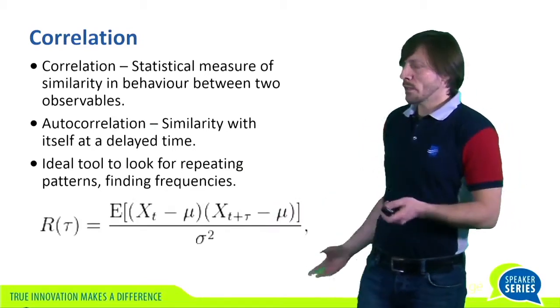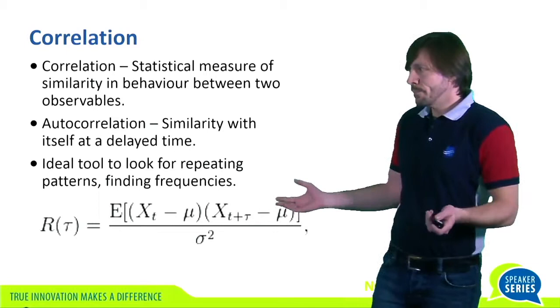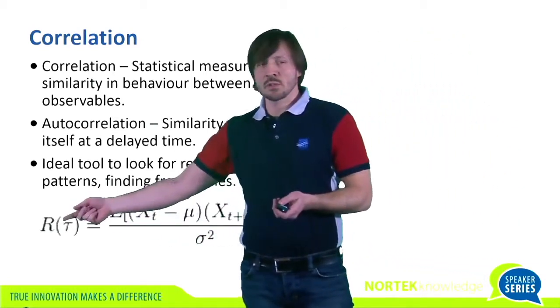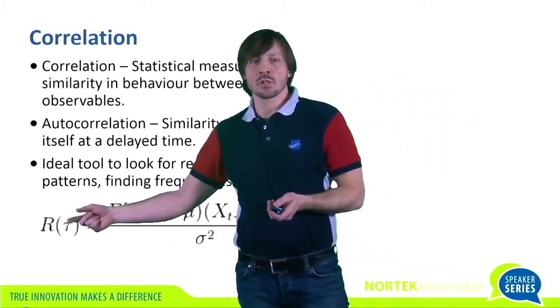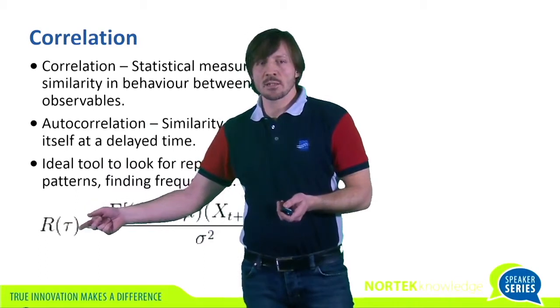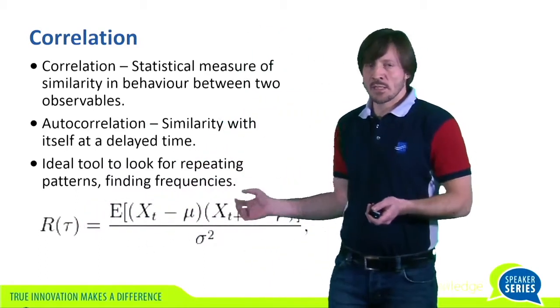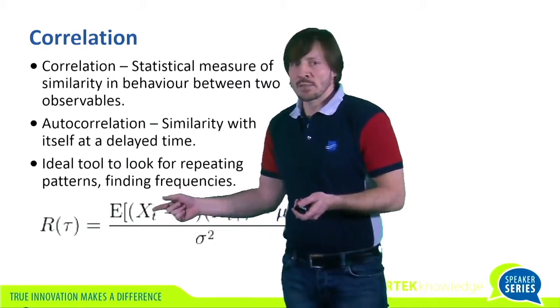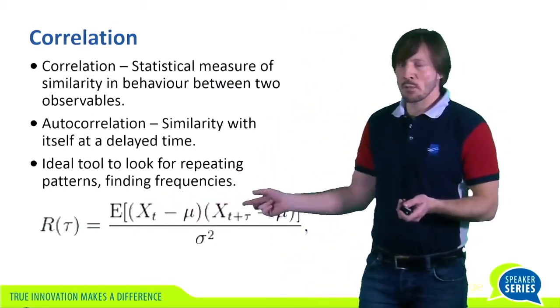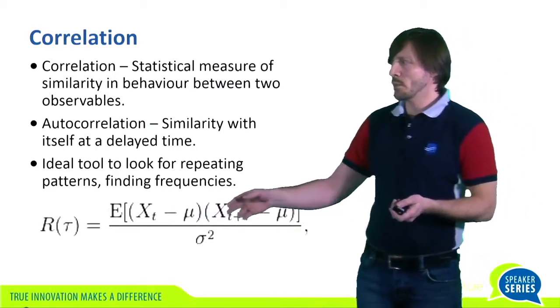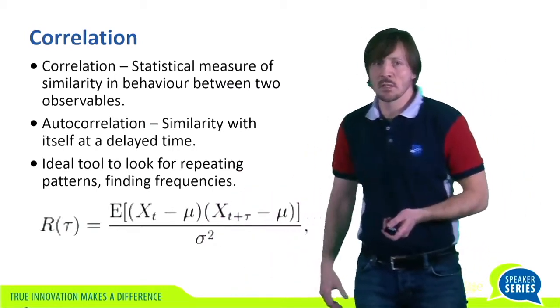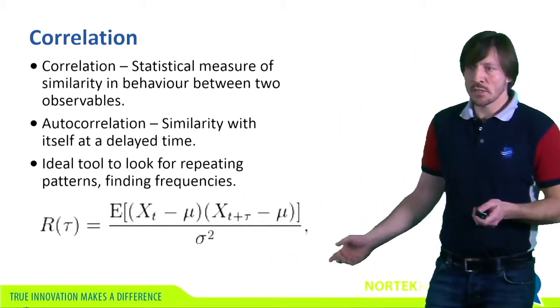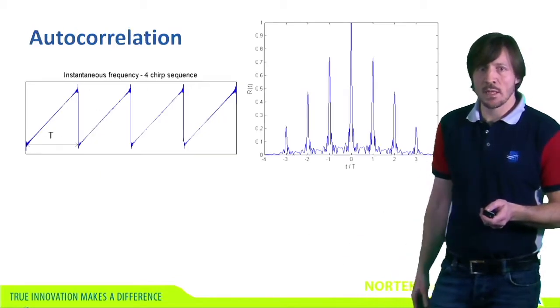And mathematically, it looks like this, although it may not be too important right now. We typically use the symbol R for correlation, tau for this time lag that I talked about, and it can be expressed as an expectation value. So it's the product of this observable at time t and at time t plus the time lag, and then corrected for the mean and normalized by variance. Not terribly important, those details, but that's how it is.